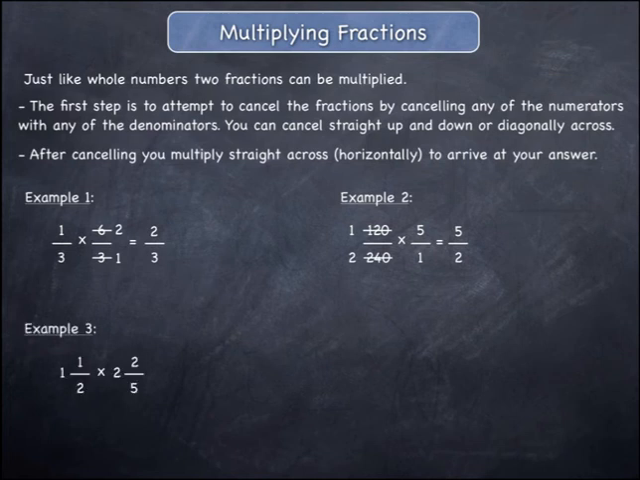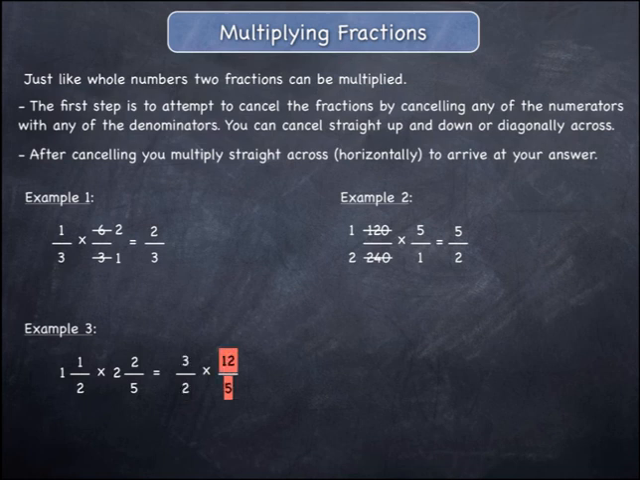Example 3. 1 1/2 multiplied by 2 and 2/5. Before multiplying mixed numbers, you must convert them to improper fractions first. These two mixed numbers become 3 over 2 multiplied by 12 over 5. As was the case previously, try and determine whether any of the numerators will cancel with any of the denominators. Firstly, the first fraction's numerator and denominator, in this case 3 and 2, which will not cancel.